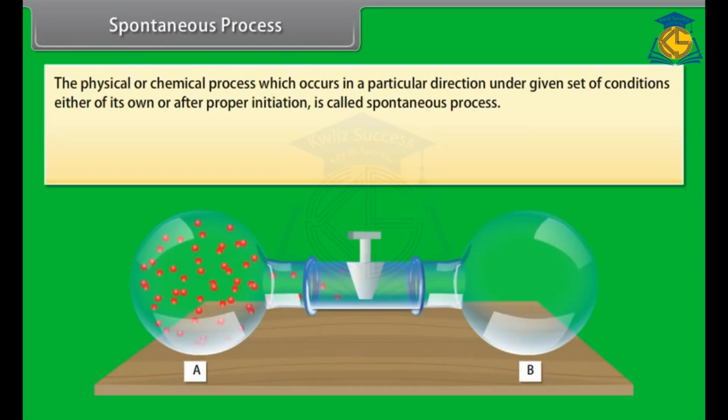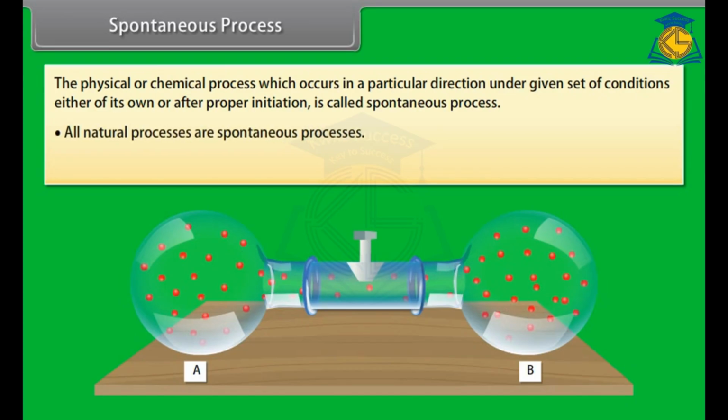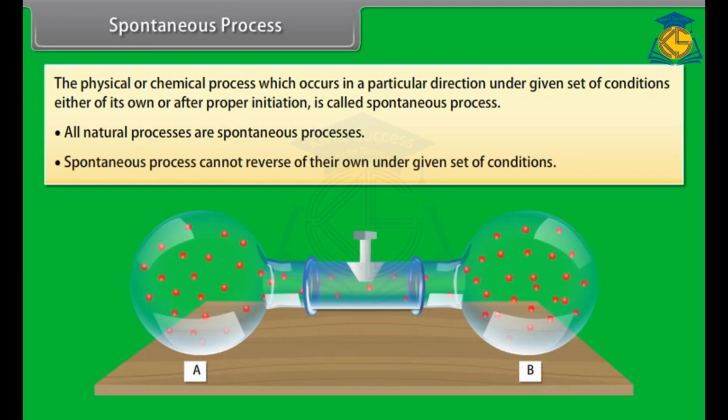A spontaneous process. The physical or chemical process which occurs in a particular direction under a given set of conditions, either of its own or after proper initiation, is called a spontaneous process. All natural processes are spontaneous processes. A spontaneous process cannot reverse on its own under a given set of conditions.